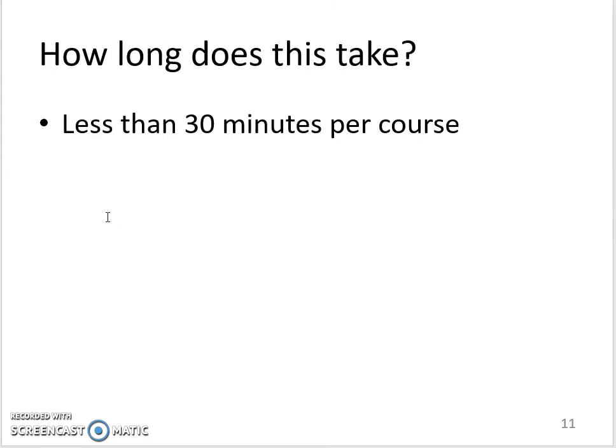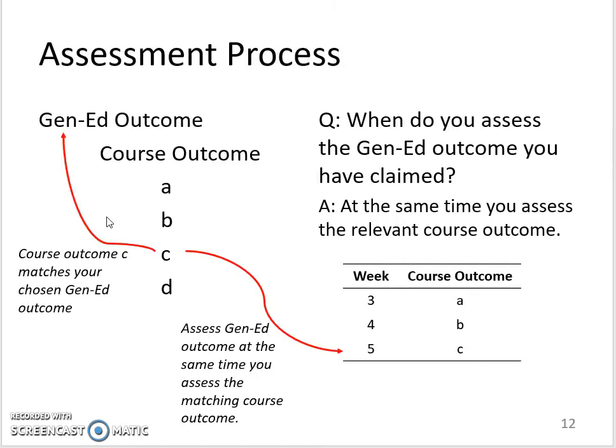How long does the assessment take? It should take less than 30 minutes per course. It really is a very simple process. How this works is you decide which student learning outcome your course is claiming, or has already been claimed for your course.